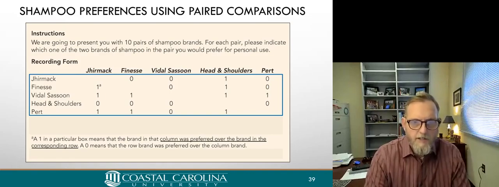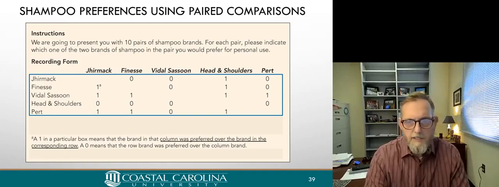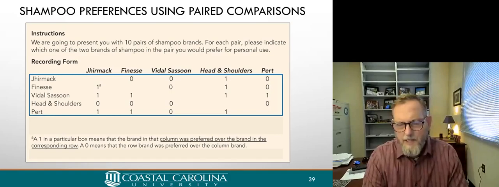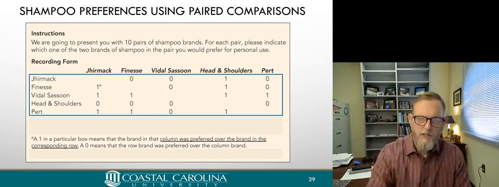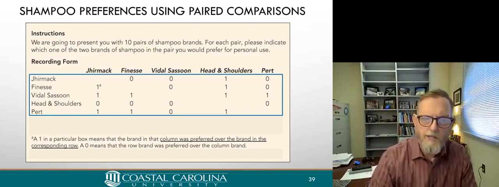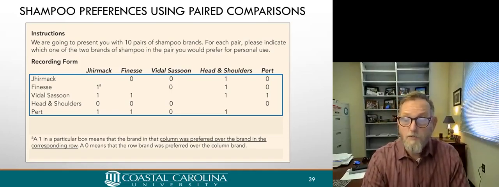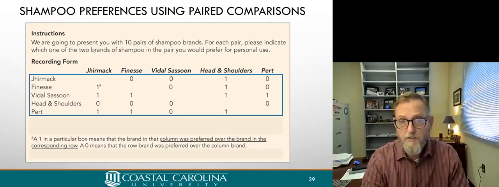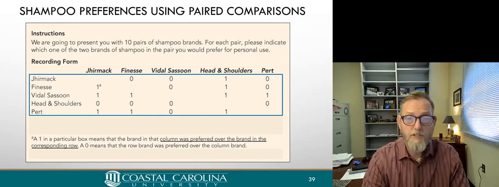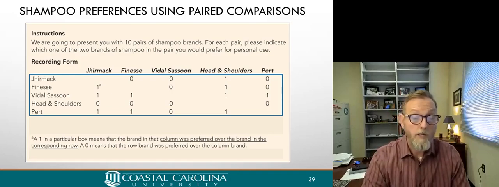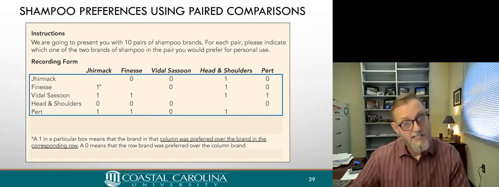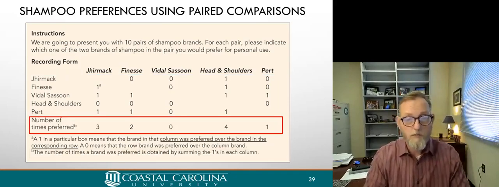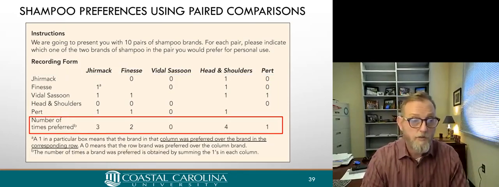And you can see when one was compared to the other, what that was, and you'll make some assessments here. You can just look and see, well, if you look at the column of Head & Shoulders, they have 1s all the way down. So that's probably the most preferred product here. The least preferred looks like Vidal Sassoon. They have no ones at all, right? So we can assess this data, seeing what's preferred and what isn't.